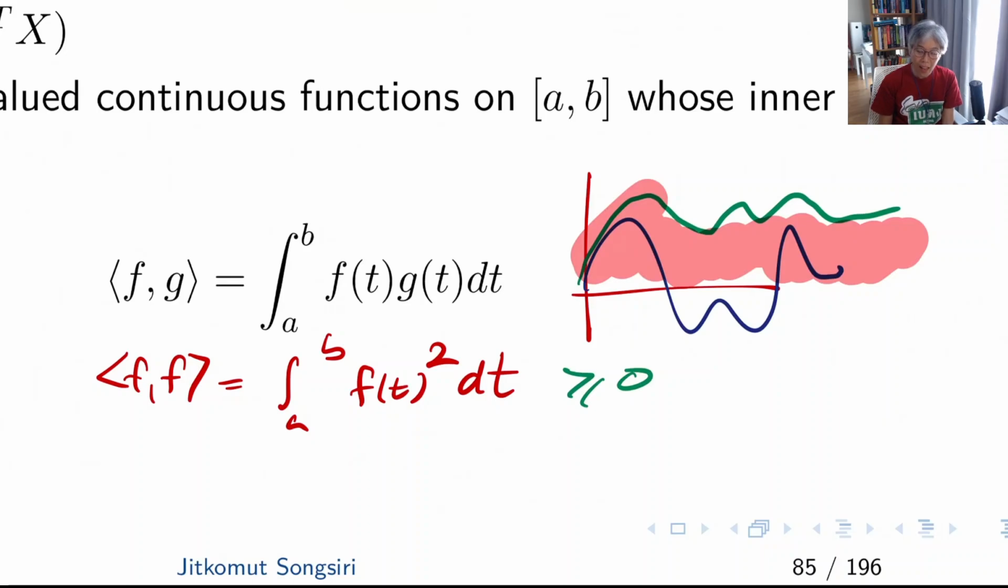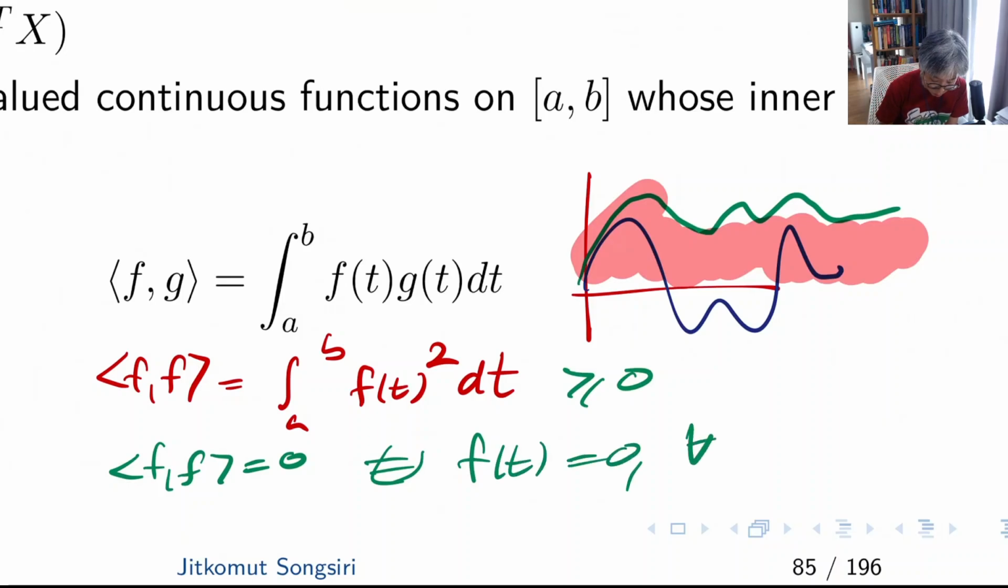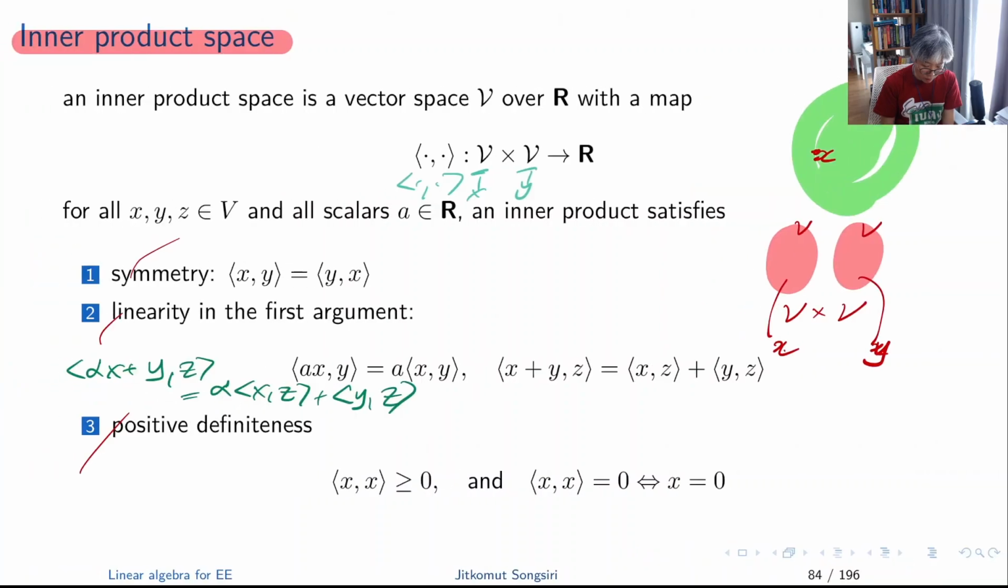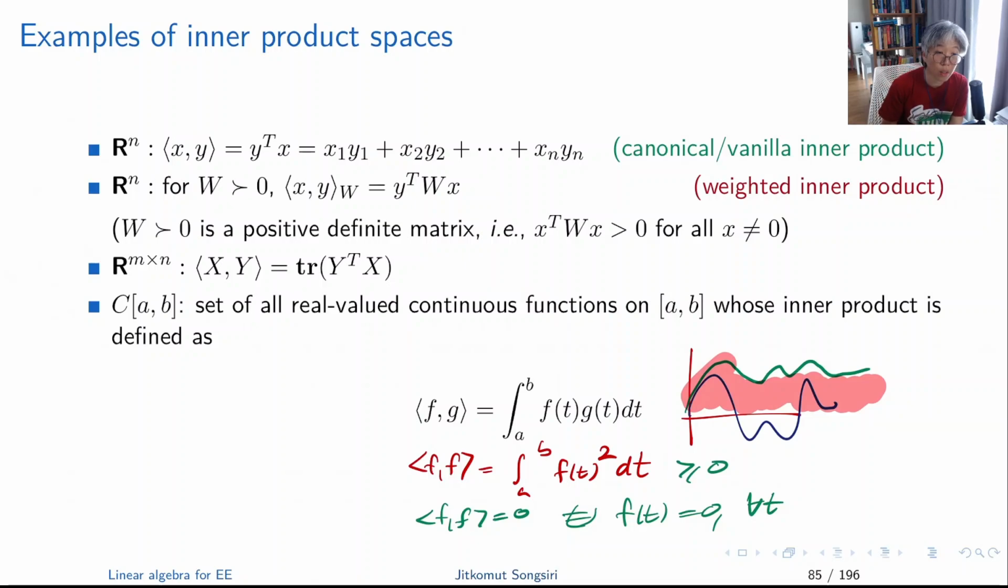Okay? And how about when this is 0? What happens when you integrate something non-negative but it returns 0? That only occurs when the function f is entirely 0 for all t, right? So it satisfies the positive definiteness property, the last one. This is an example of a typical inner product that you see on the Euclidean vector space, on the set of matrices, rectangular matrices, and on the set of continuous functions on a finite support.